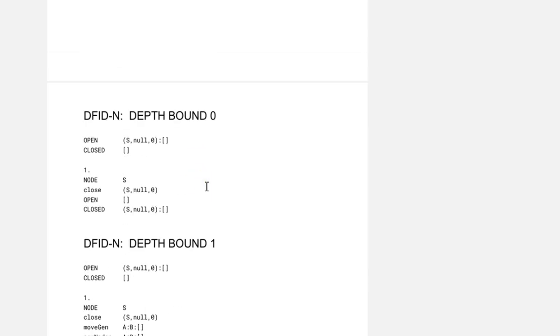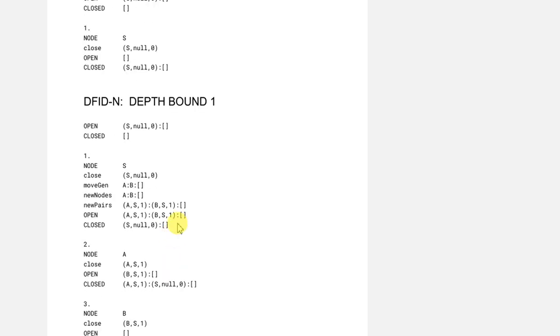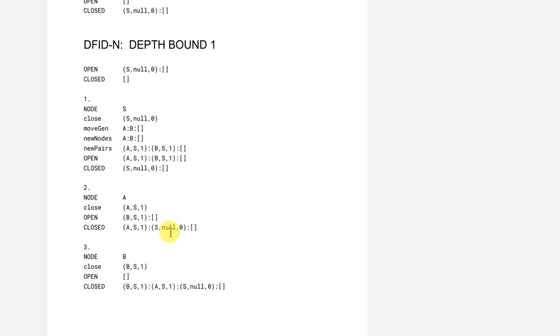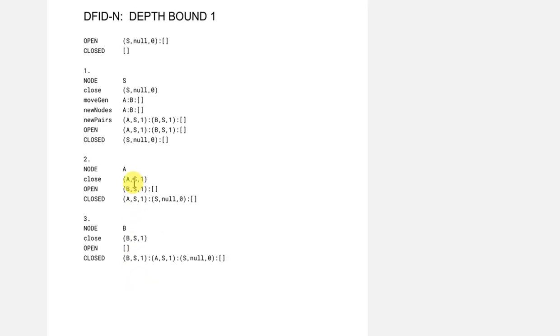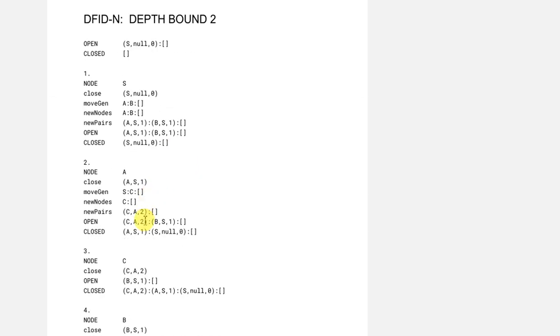Then if we go one level below, we get A and B in the open list. The parent of them will be S, so they are at level 1. And if we go to A, we will not get anything, because open will be empty for B and A. Why? Because we are not considering going further down. And for depth bound 2, we will go from A and B.